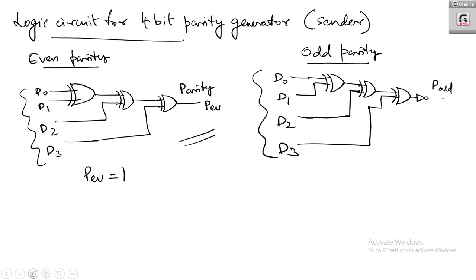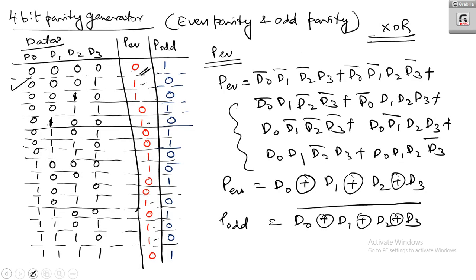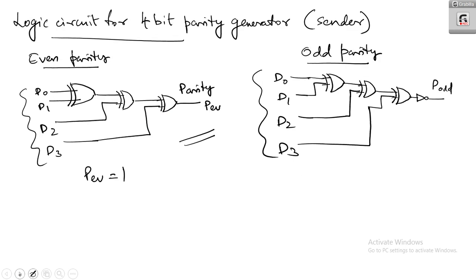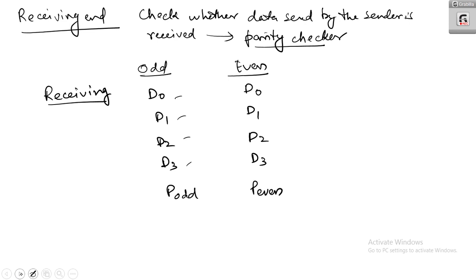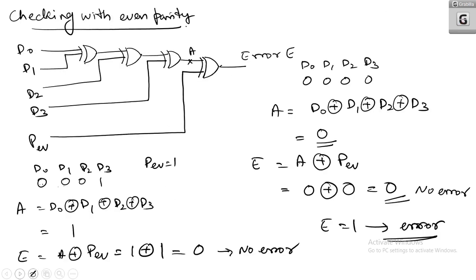So what we are checking is, you are having 4-bit data at the input, generating the parity. Okay. So we have dealt with the 4-bit parity generator. Now at the receiving end, the incoming data are D0, D1, D2, D3 as well as the parity.